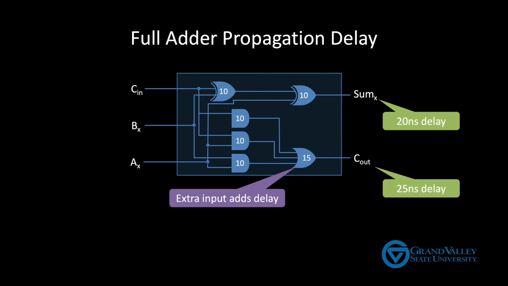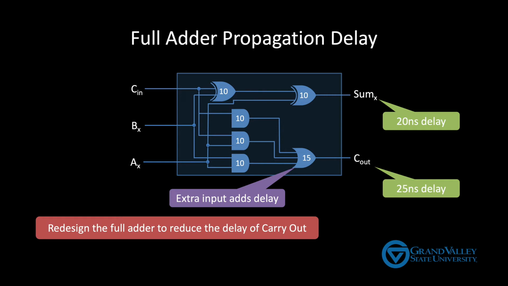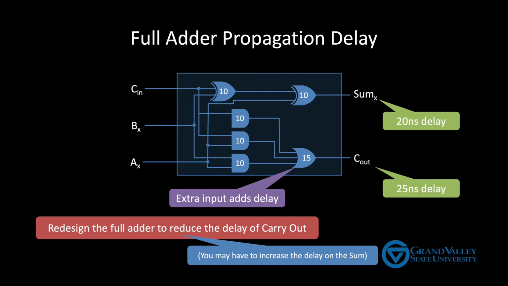Okay, so here's a challenge to work on before the next class. How can you redesign this full adder to reduce the delay of the carry out? The trick, of course, is to avoid using the slower 3-input gate. But in order to do that, you may have to increase the delay on the sum. One of the upcoming homework problems will demonstrate how that trade-off between the time of the sum and the time of the carry out can be used to reduce the time of the ripple carry adder overall.